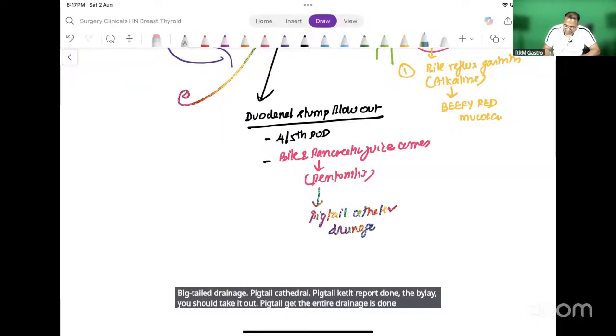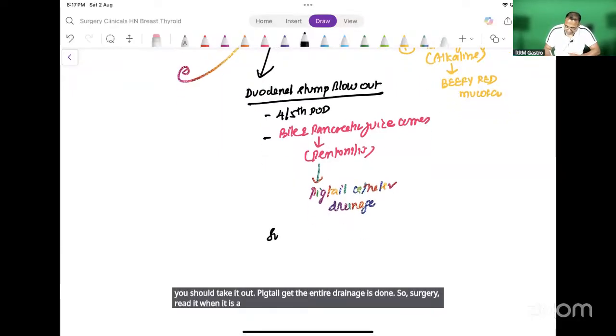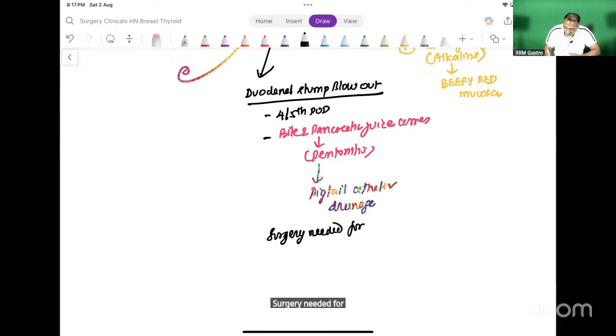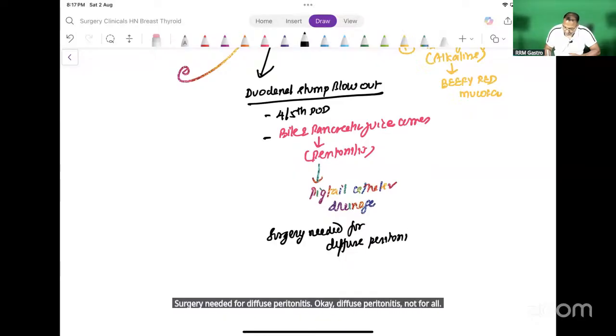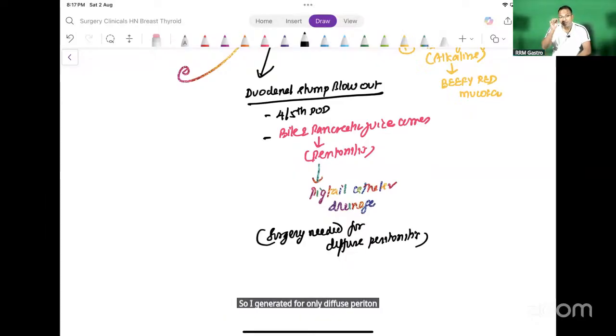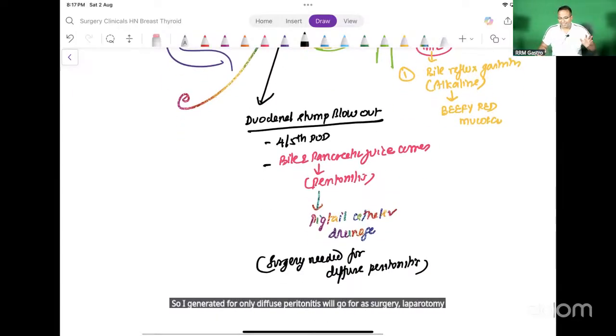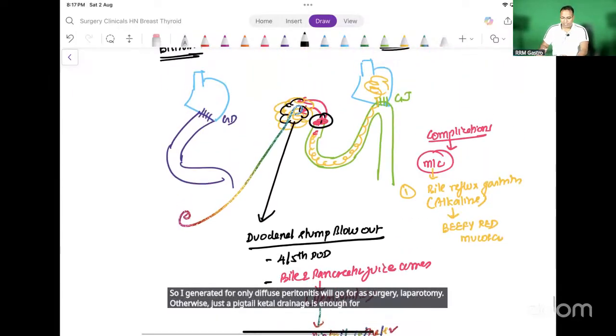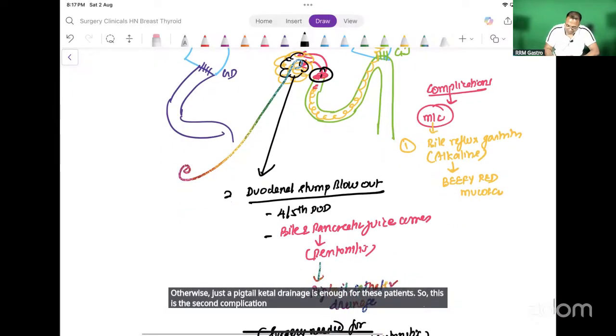So surgery is needed when it is a diffuse peritonitis. Surgery is not for all. Surgery is needed for only diffuse peritonitis, then you will go for a laparotomy. Otherwise, just a pigtail catheter drainage is enough for these patients. So this is the second complication called duodenal stump blowout.